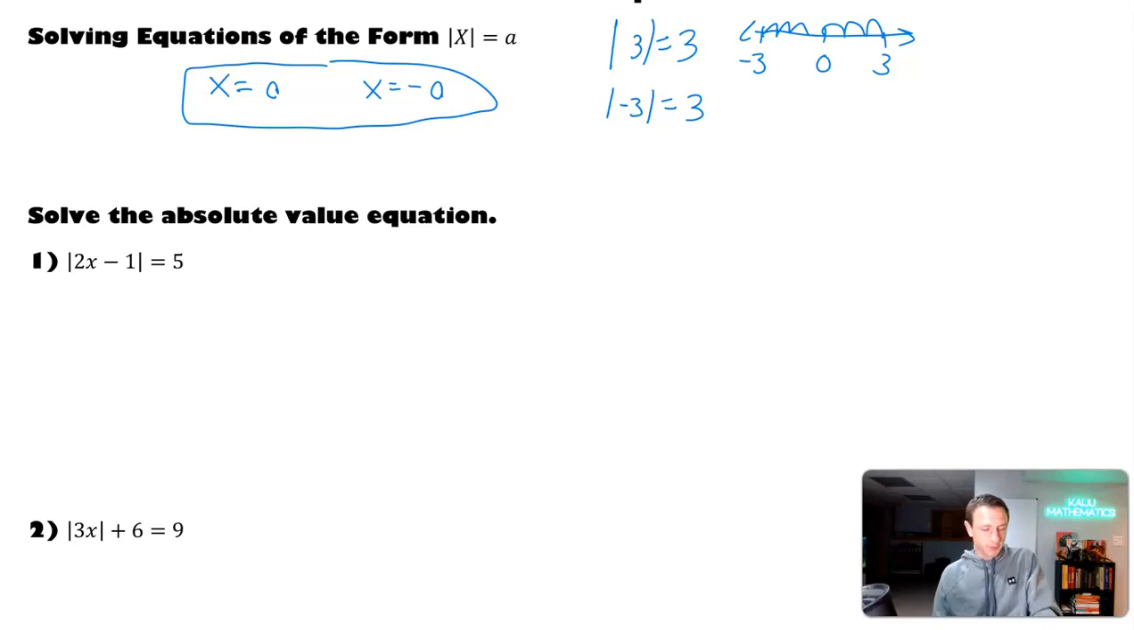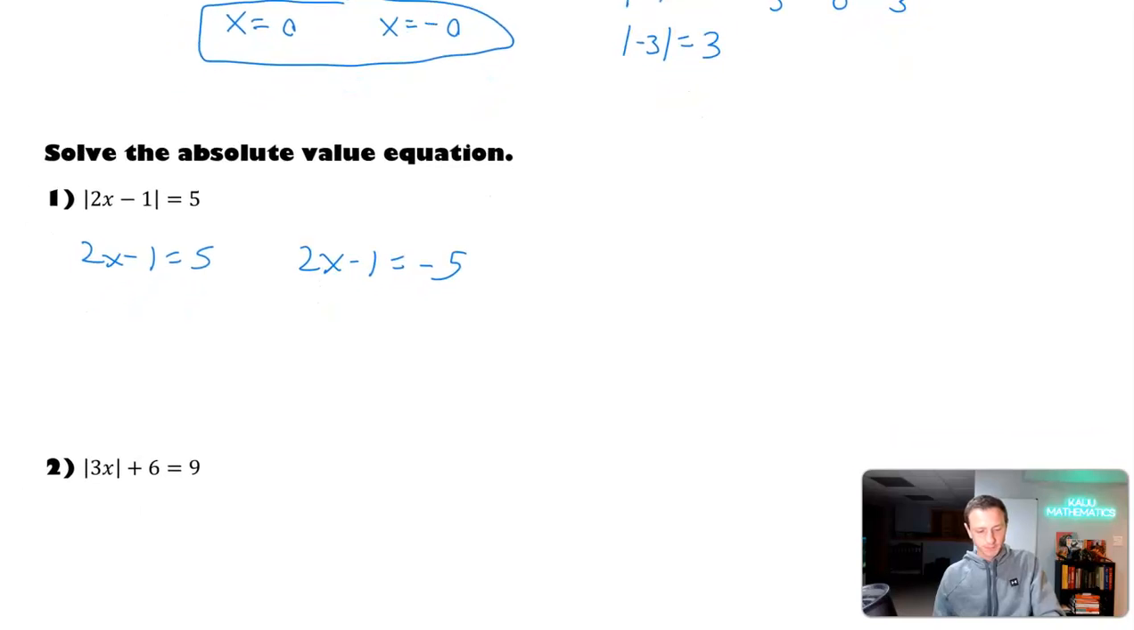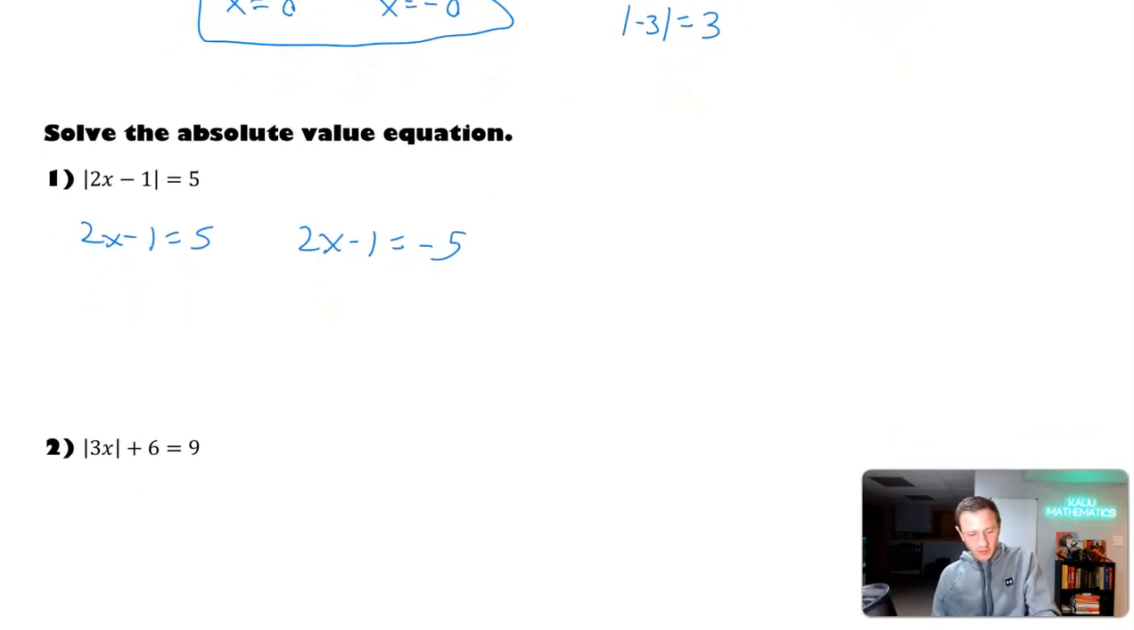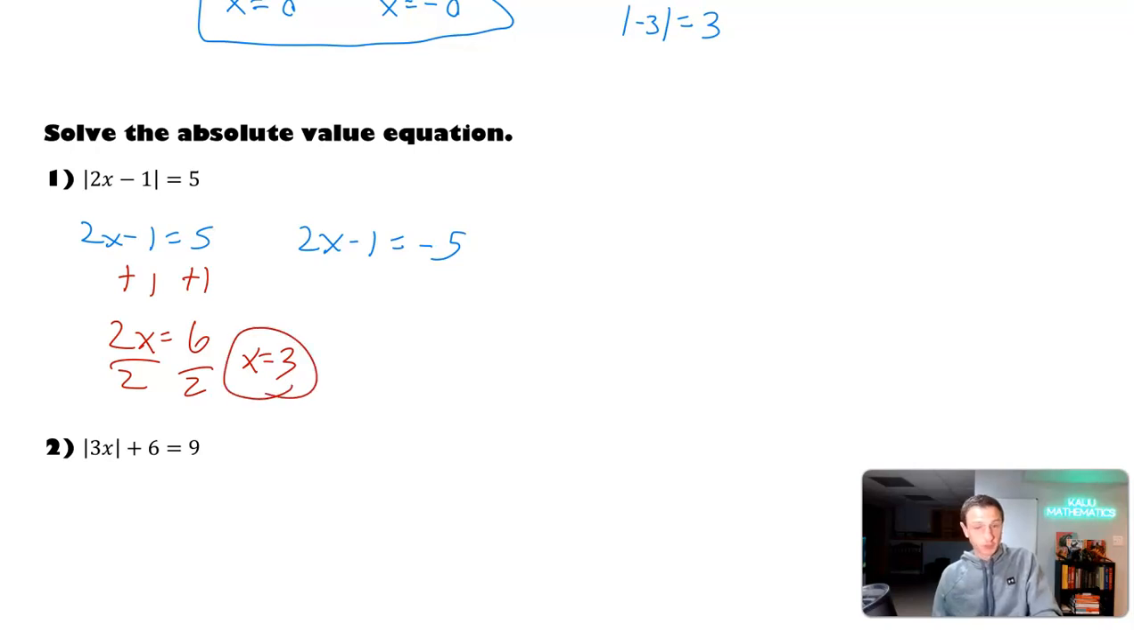So number 1, the absolute value of 2x minus 1 equal to 5. I'm going to take 2x minus 1 equal to 5, and 2x minus 1 equal to negative 5. So we're going to solve both equations here. So 2x equals 5 plus 1 is 6. Divided by 2, x is equal to 3. So that's one potential solution.